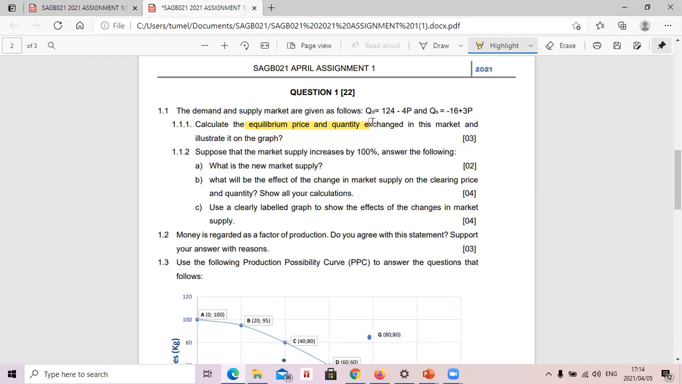When you calculate, you will say at equilibrium, QD is equal to QS, because I told you that equilibrium is a point of balance. It is a point where the quantity demanded is equal to the quantity supplied. That is why when you calculate 1.1.1, you will say QD equals QS. And then you are going to substitute the QD and the QS. You are given the functions there. Are we together?